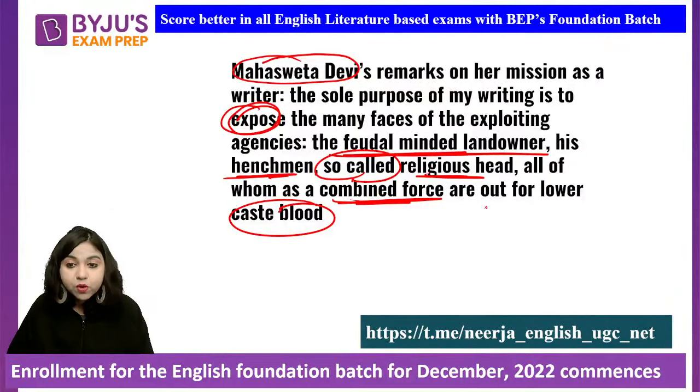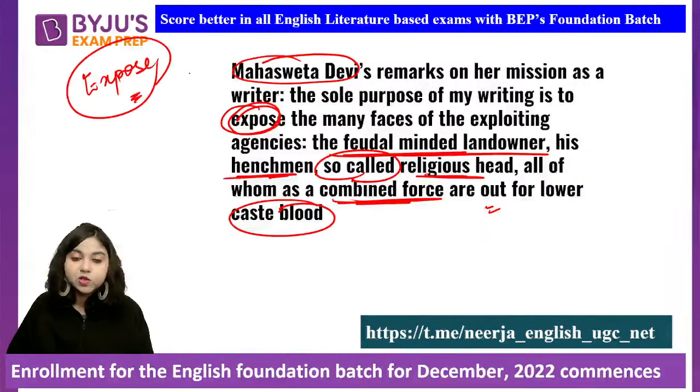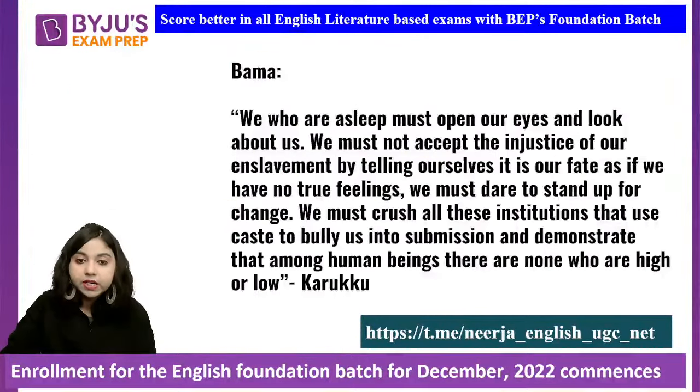And this was so important. She wanted to expose the fact that everybody was out for lower caste blood. They were exploiting the lower classes. That is the reason they were able to maintain their hegemony and their supremacy. This is something that Mahashweta Devi talks about in greater detail as well.